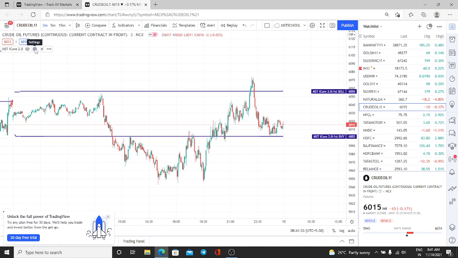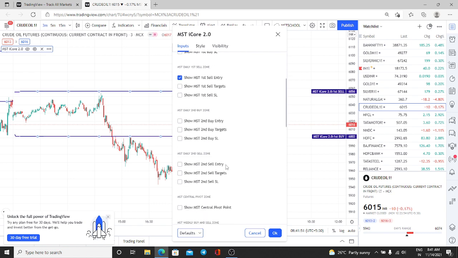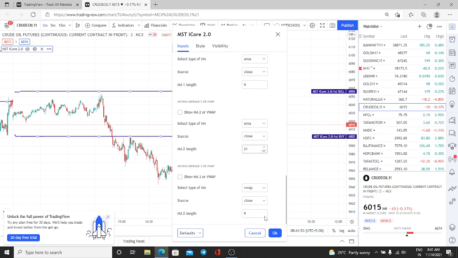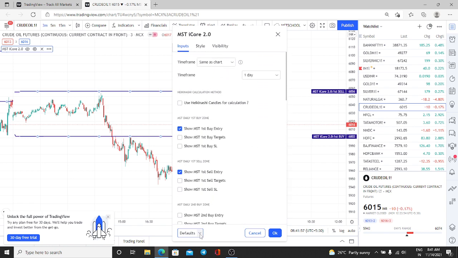Every day in the morning, go to your indicator settings, come down, and click reset settings. I repeat, every day before you start trading, come to indicator settings and give reset settings. We might be changing some of the settings while trading, so to avoid confusion, you have to reset every day so that you get a fresh entry.